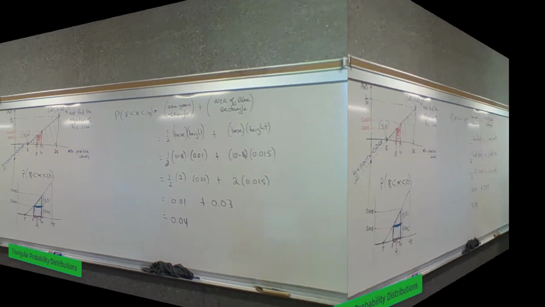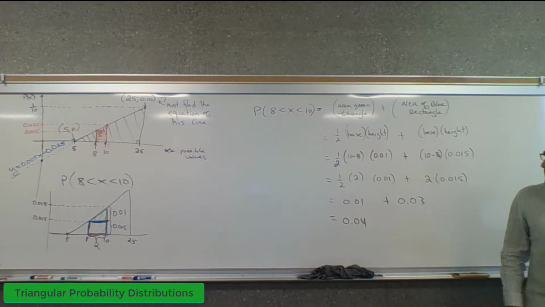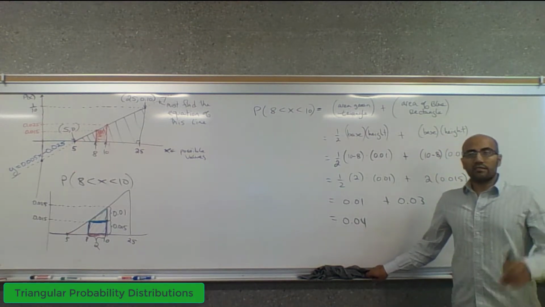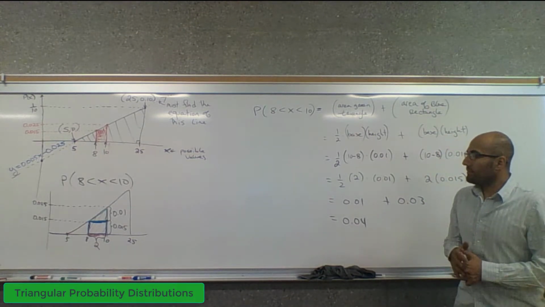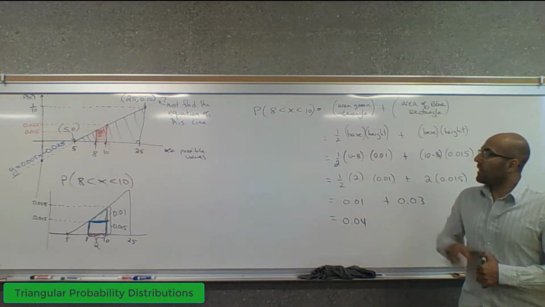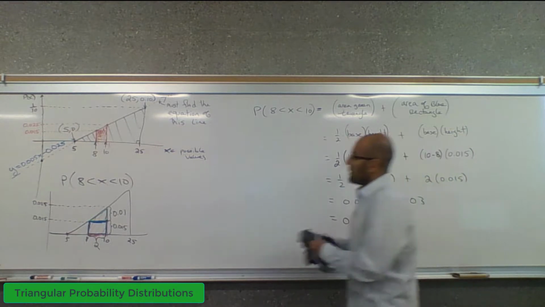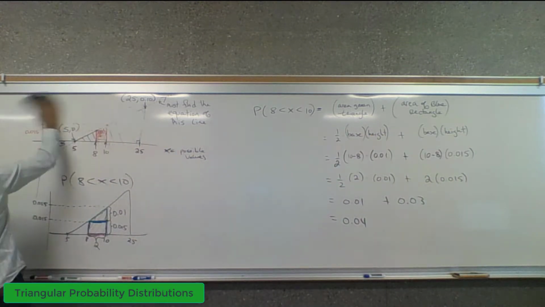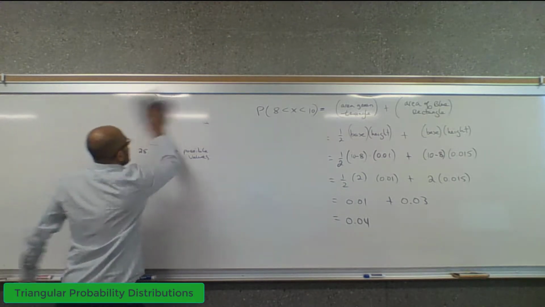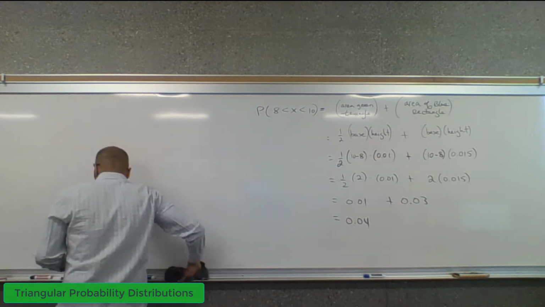Any questions? Let's do one more. How about if we want to find the probability that x lands between 8 and 20? So if we want to find the probability that x lands between 8 and 20, I'm going to redo the whole thing because it's kind of messy now and there's a lot of stuff. We don't need to reinvent the wheel. We still have the original setup.